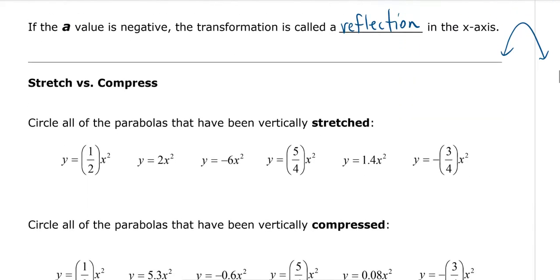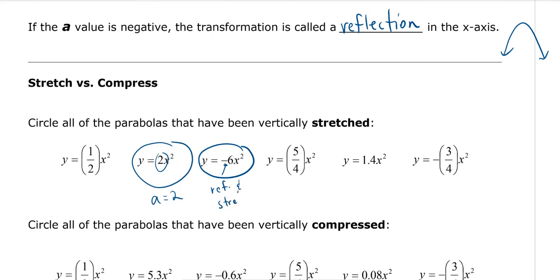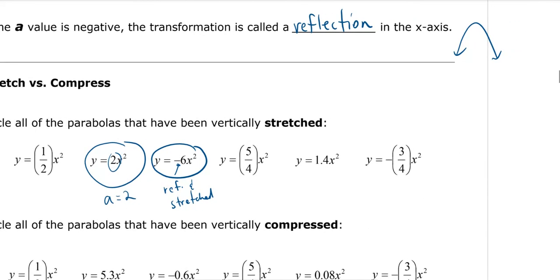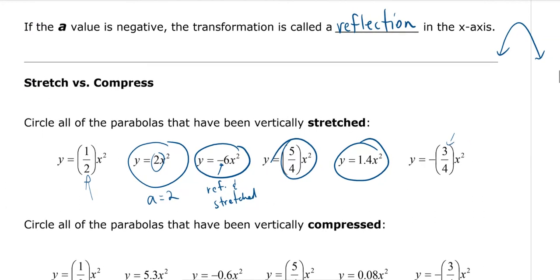So which of these parabolas have been vertically stretched? If you look at parabolas that have an A value greater than 1, here we have an A value of 2, so that's a stretched parabola. This one here also has been stretched because the A value is 6. The negative sign also just means it's been reflected, so reflected and stretched. 5 over 4 is a value bigger than 1, so this parabola has been stretched as well. 1.4 is a value bigger than 1, so this is also stretched. Whether you have fractions or decimals, it still counts. 3 over 4 is 0.75, that's smaller. 1 over 2 is 0.5, so that's not bigger than 1, so those are not stretched.